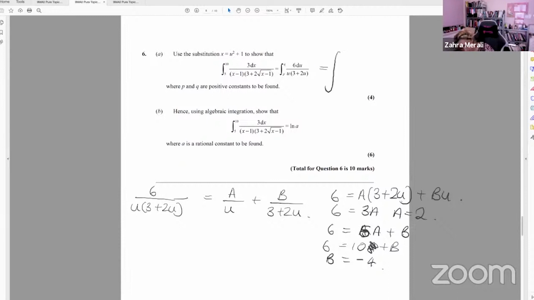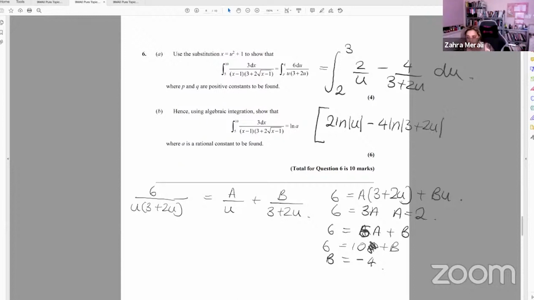So now what I'm doing is integrating what I found before. So it's not between 10 and 5. I found p and q, which were 3 and 2. And I'm integrating 2 over u minus 4 over 3 plus 2u du. Right, so that's going to give me 2 ln u minus 4 ln of 3 plus 2u, but I have to divide by the differential in the bracket, which is 2, and that's between 3 and 2.